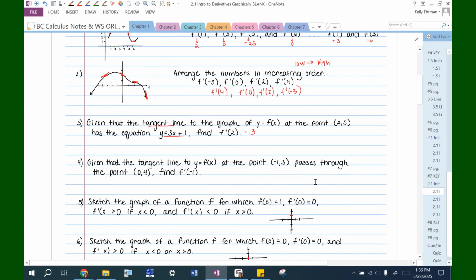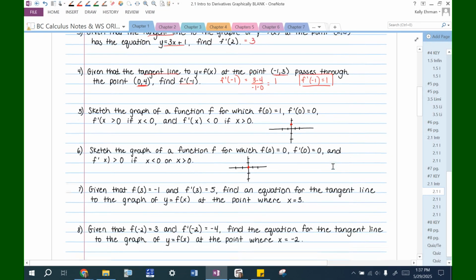Given that the tangent line to y equals f of x at the point (negative 1, 3) passes through the point (0, 4), find f prime of negative 1. Again, we're talking about the tangent line. F prime is the slope of the tangent line at negative 1. So all we have to do is find the slope between these 2 points, because the slope of the tangent line will be the slope between any 2 points on that line. So 3 minus 4 over negative 1 minus 0. Negative 1 over negative 1 is positive 1. So f prime of negative 1 is equal to 1.